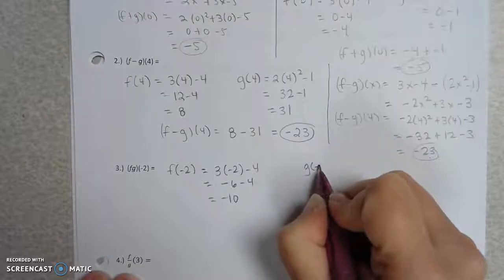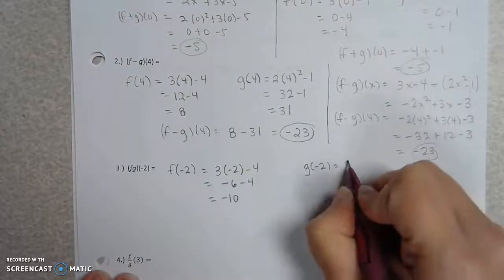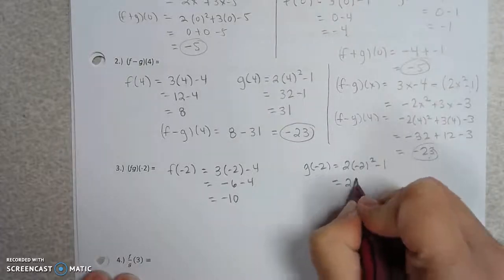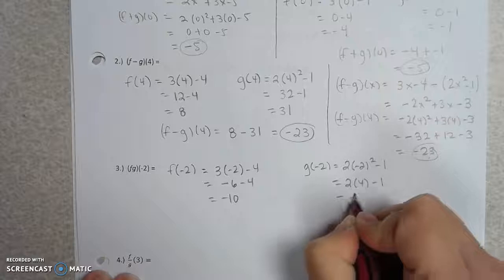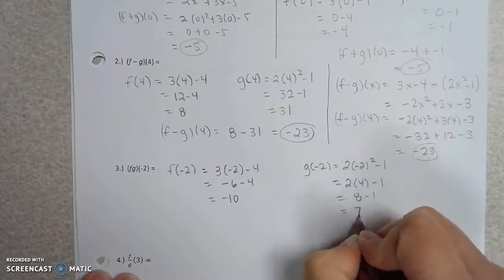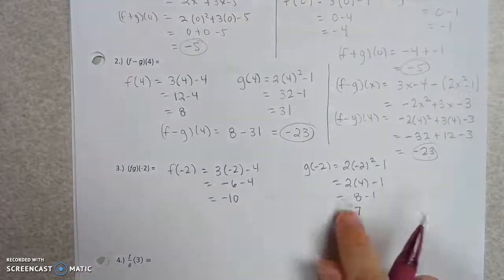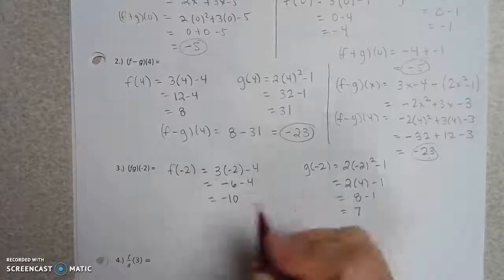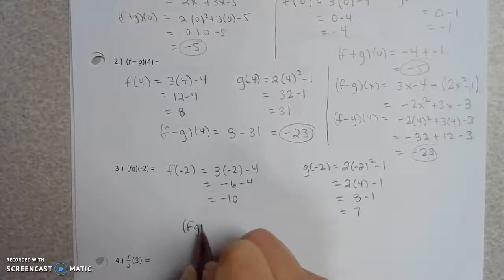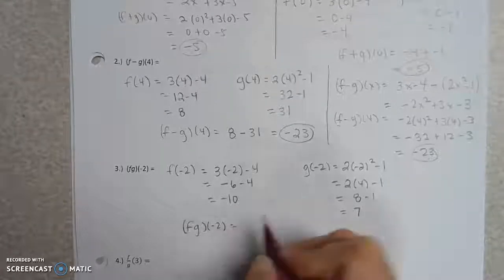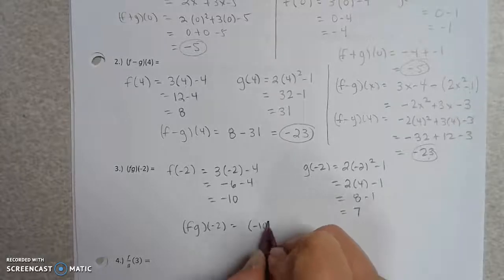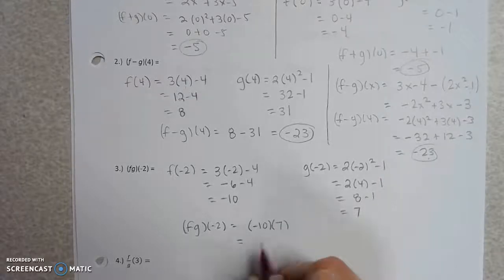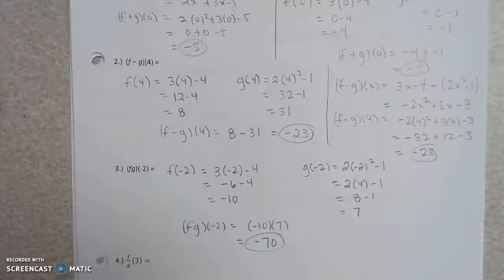Then I'm going to find g of negative 2. So that'll be 2 times negative 2 squared minus 1. It'll be 2 times 4 minus 1. 8 minus 1, which is 7. Alright, so this is f of negative 2, and this is g of negative 2. But I want to know what is f times g of negative 2. So to do that, I take my value I got for f of negative 2, and I multiply it times my value of g of negative 2, and that leads me to negative 70.